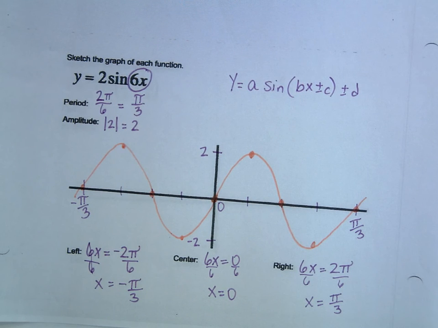And there you go. You have just graphed a 2 sine of 6x.